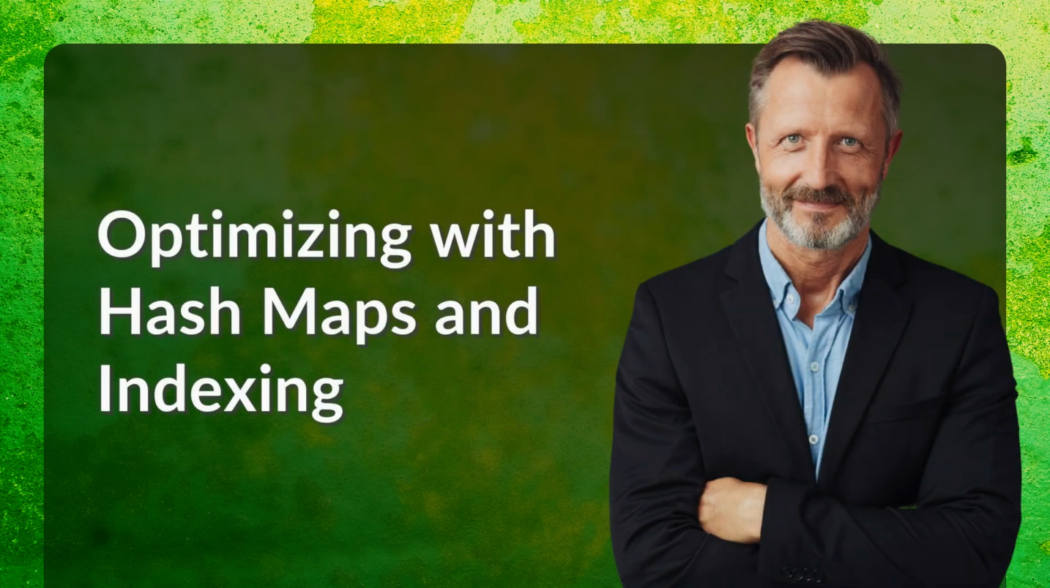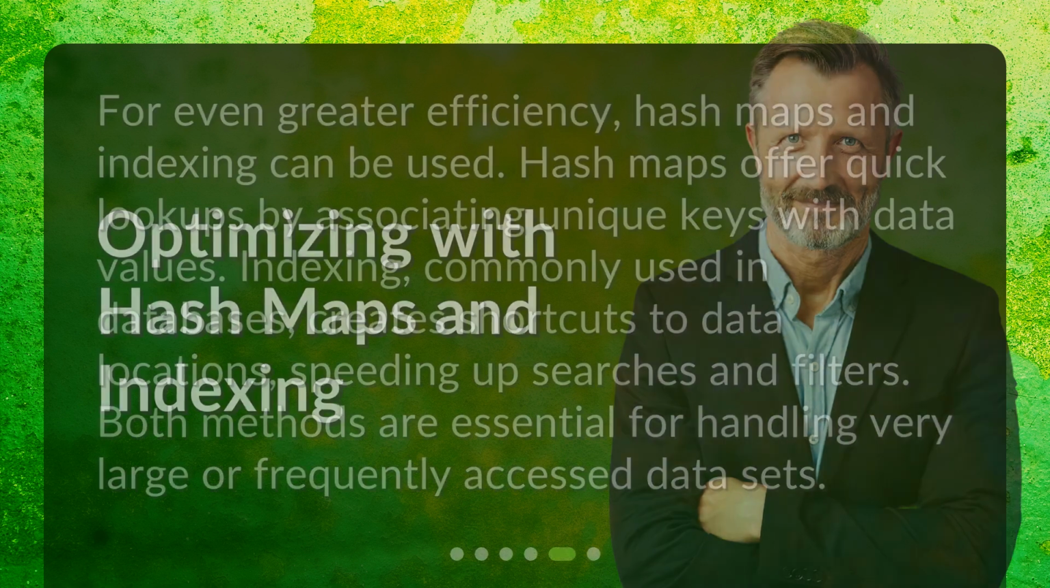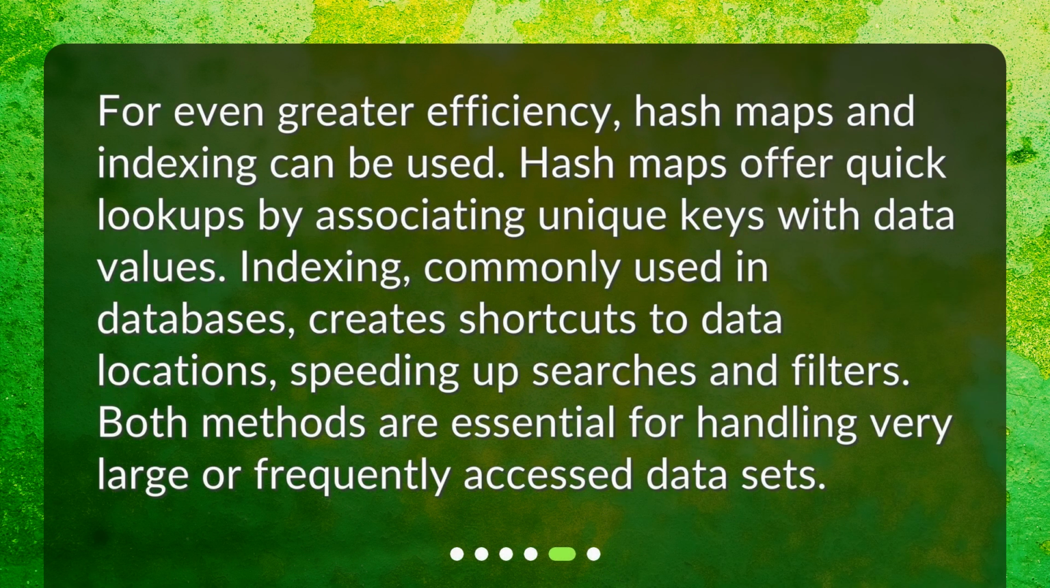Optimizing with hash maps and indexing. For even greater efficiency, hash maps and indexing can be used. Hash maps offer quick lookups by associating unique keys with data values. Indexing, commonly used in databases, creates shortcuts to data locations, speeding up searches and filters. Both methods are essential for handling very large or frequently accessed datasets.